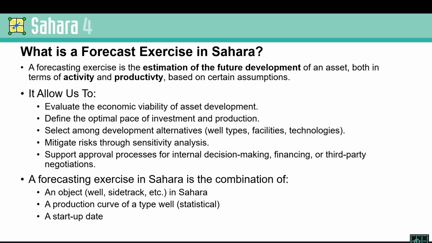And then finally, we are going to define at which date this production curve is going to be associated with the object. This is basically the only date that we are interested in: the production date, not the drilling date, not the termination date, the production date. So we are going to need the object, a production curve that is not associated with any date, and the date where this production curve is going to be tied to this object in Sahara.